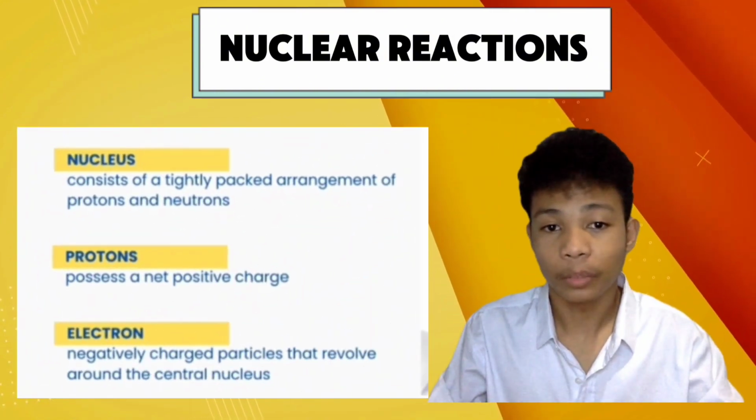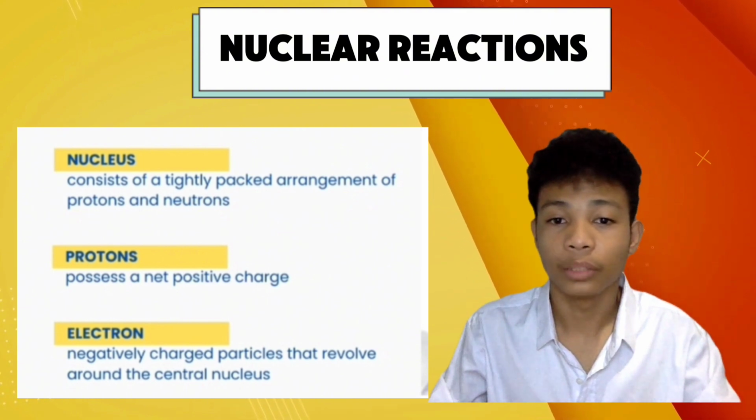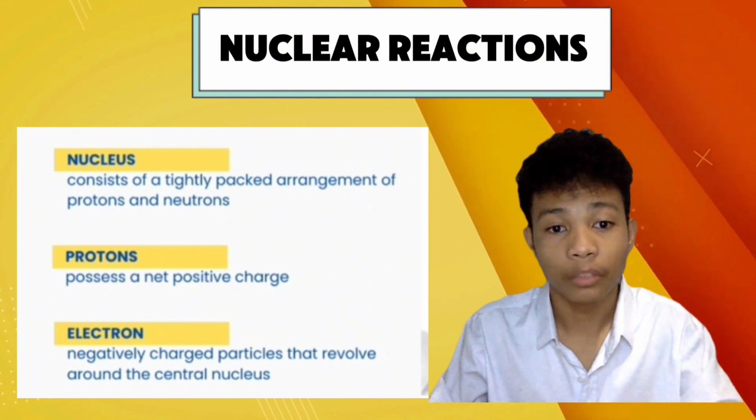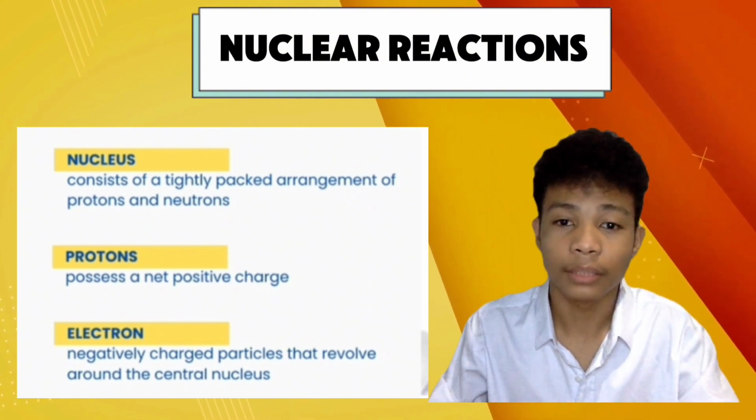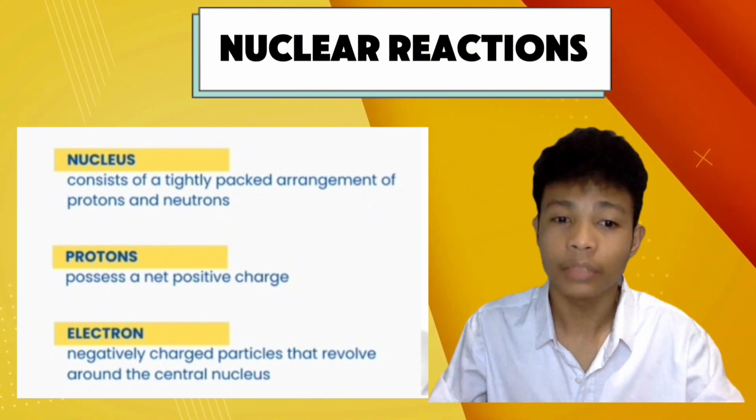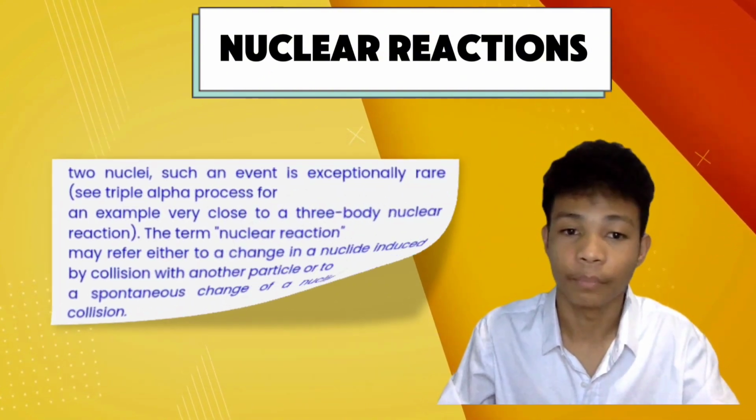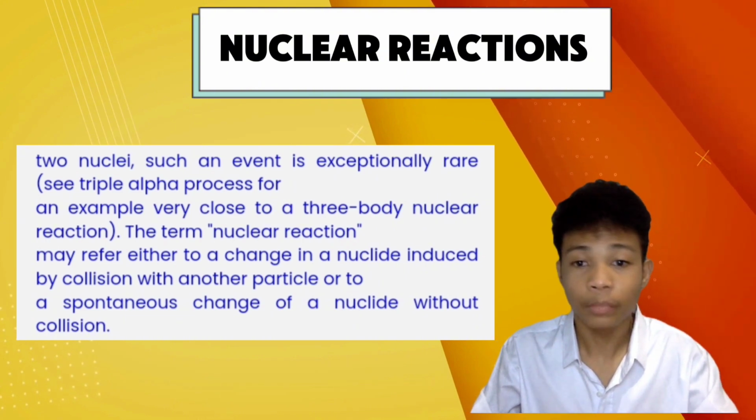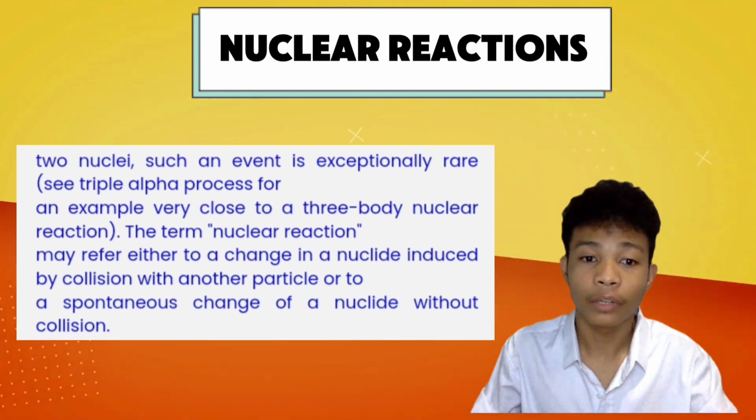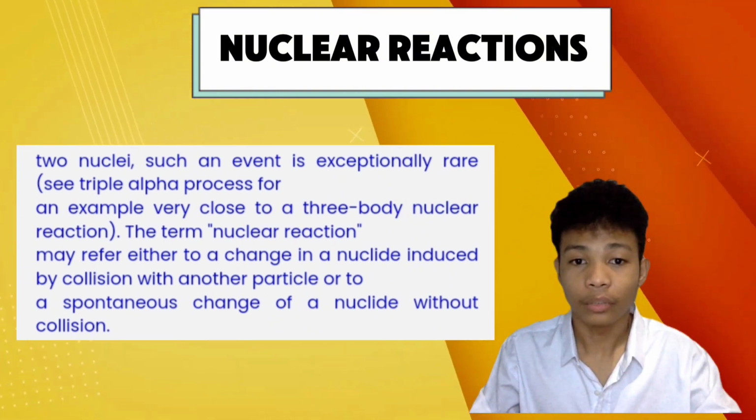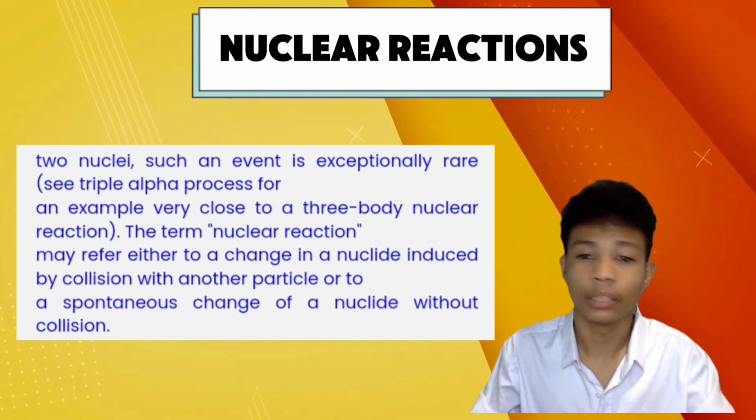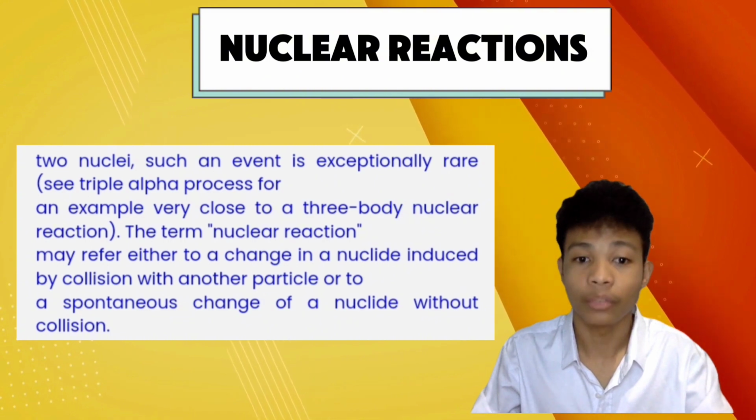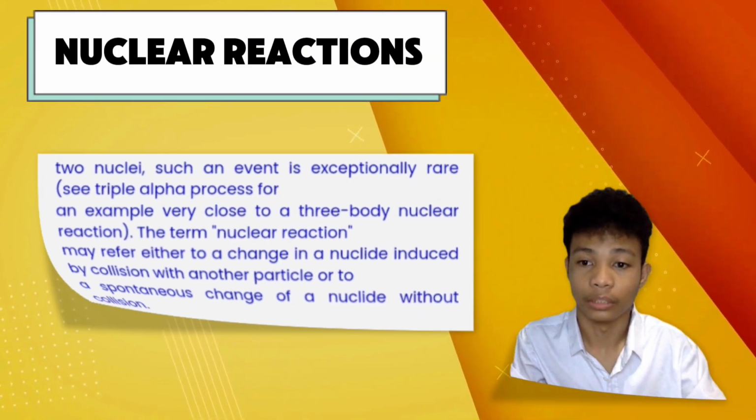In principle, a reaction can involve more than two particles colliding. But because the probability of three or more nuclei to meet at the same time and at the same place is much less than for two nuclei, such an event is exceptionally rare. The term nuclear reaction may refer either to change in a nuclide induced by collision with another particle or a spontaneous change of a nuclide without collision.